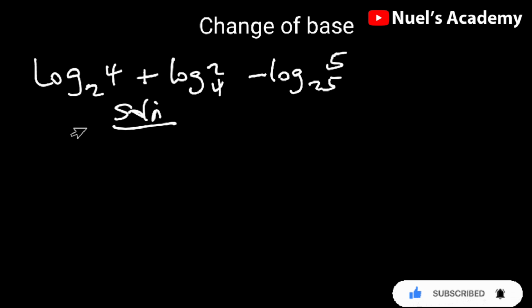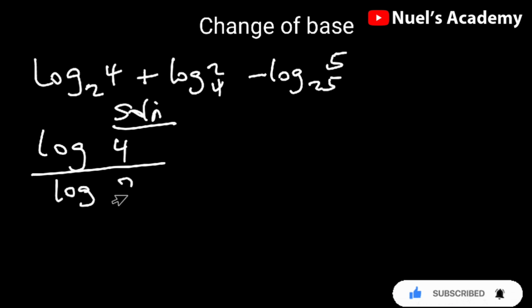So let's employ change of base directly because this is base 2, base 4, and then base 25. So we can't go ahead and simplify like this without change of base. So like we did in the previous example, we have log 4 over log 2. So which base is suitable for this logarithm now? So the answer is base 2.